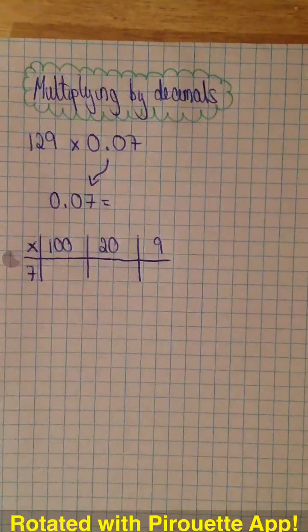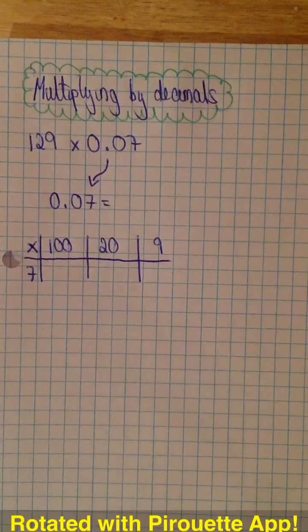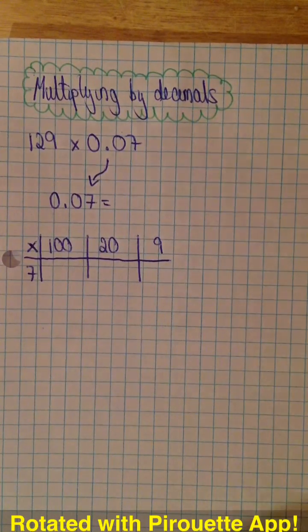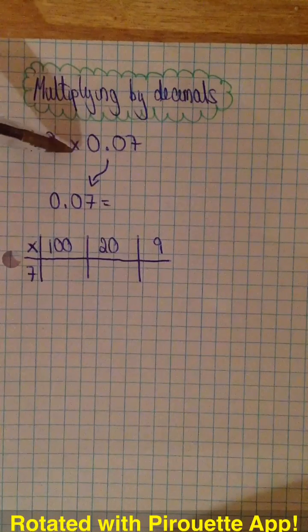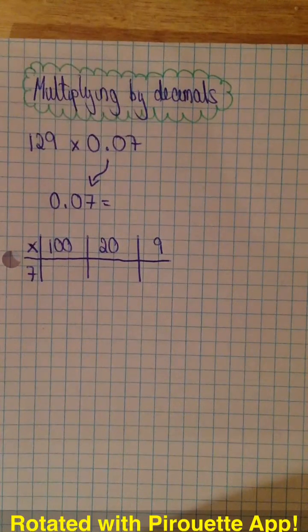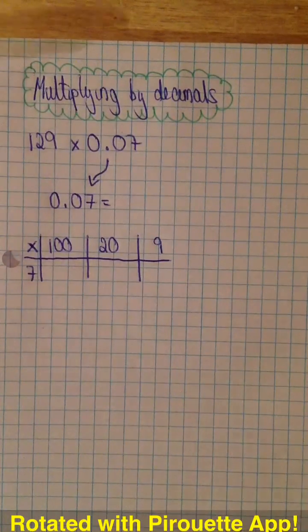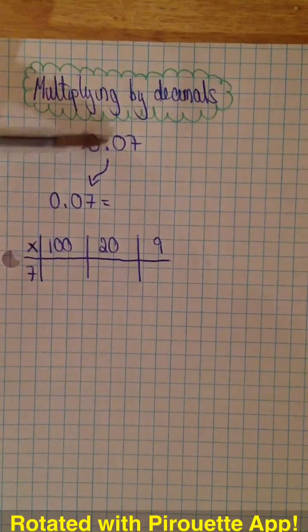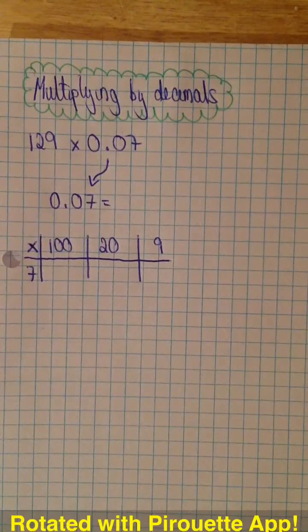Today we're going to be looking at multiplying by decimals. Now this is a really massive topic, so it's going to be impossible to cover it in a 2 or 3 minute video. But we're going to look at one particular sort of question, a question like 129 times 0.07. As I said, this is a very broad topic, so we're just going to look at one particular type of question. So 129 times 0.07, that's a tricky question.